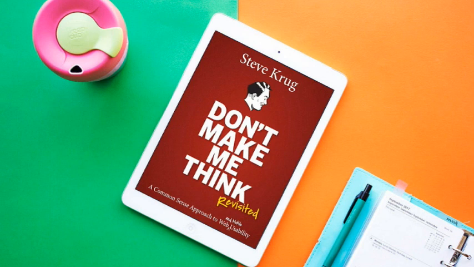Despite these limitations, Don't Make Me Think remains an essential read for anyone interested in web design and usability. Krug's insights and advice are timeless, and the book provides a solid foundation for designing user-friendly websites that meet the needs and expectations of users.